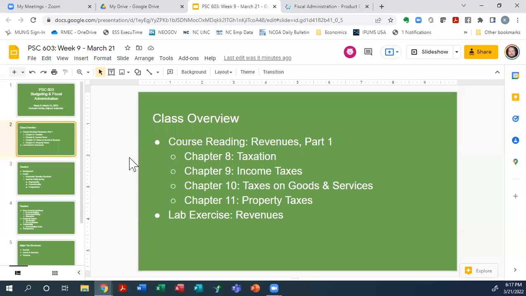I was working based off the past syllabus, and I realized that if I can spend a good amount of time talking and answering questions with respect to chapter 8 on taxation, it really ties into the 3 chapters following it that have to do with income taxes, the taxes on goods and services, also known as sales taxes or value-added taxes, and chapter 11 dealing with property taxes. So I made the decision to adjust it a little bit, and I think we'll have a good conversation tonight. Then immediately following this lecture, we will do the lab exercise on revenues.